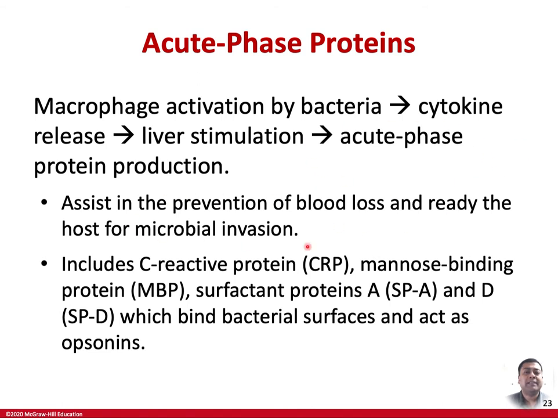The acute phase proteins assist in the prevention of blood loss and ready the host for microbial invasion. These can include the C-reactive protein, or CRP, and mannose binding protein, which we already talked about, which binds to different types of carbohydrates on the surface of the bacteria to activate the lectin pathway. There are also surfactant proteins like SPA and SPD, which also bind and collect on the bacterial surface and act as opsonins. The C-reactive protein, on the other hand, binds with a specific type of protein called C1q, and activates the classical pathway as well.